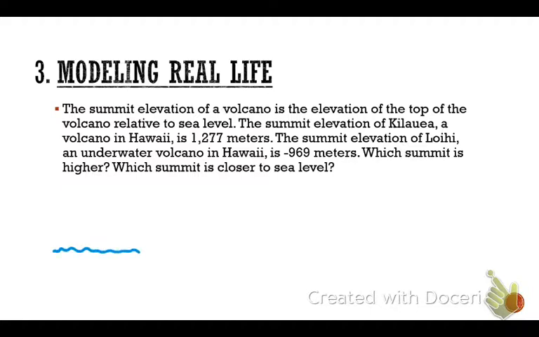The next thing tells me the summit elevation of Kilauea, a volcano in Hawaii, is 1,277 meters. So what that's saying is this is a volcano that goes up above sea level, and you can tell that because it was positive, all right? So this point up here at the very top is 1,277 meters. And we'll go ahead and just name that. This is Kilauea.